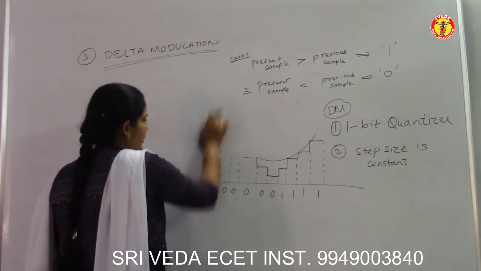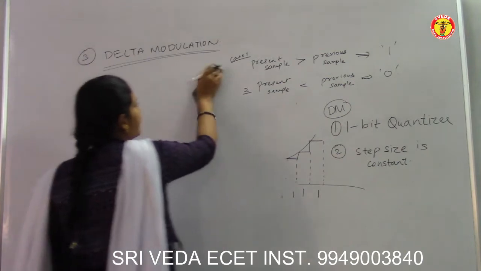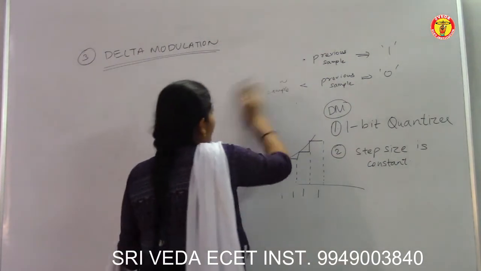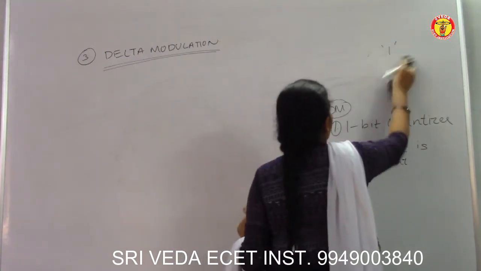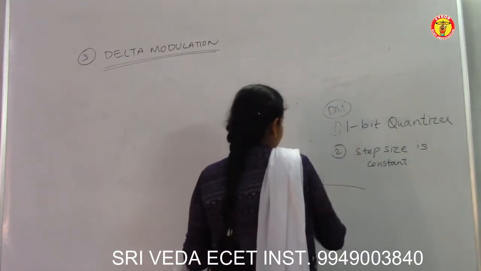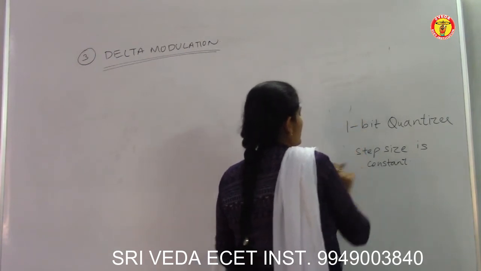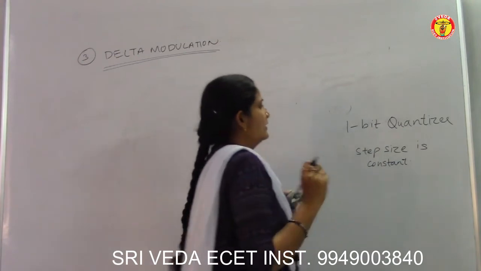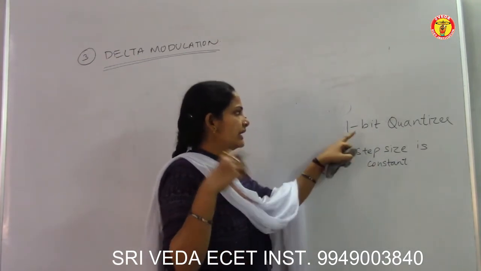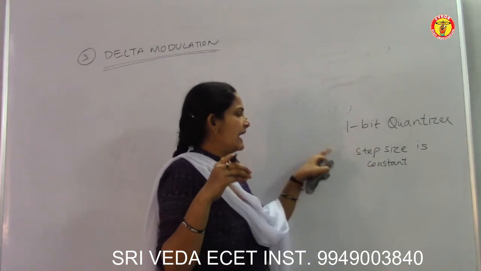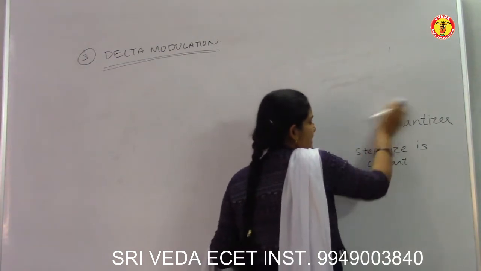There is some extra circuitry in that. We will learn that today. So about the delta modulation, remember these two points: in delta modulation the quantizer is a 1-bit quantizer and the step size is constant, which means it doesn't vary.